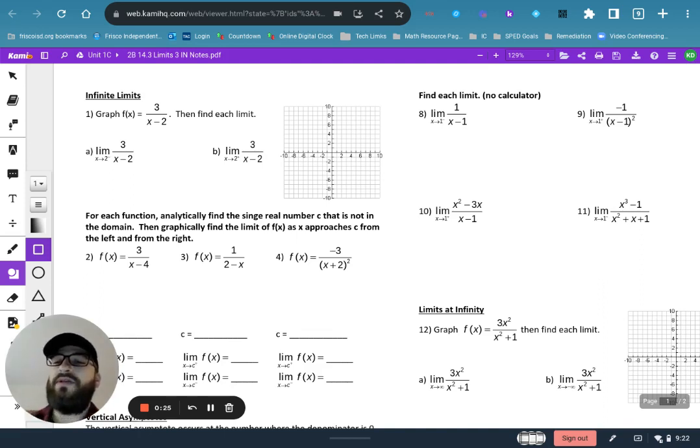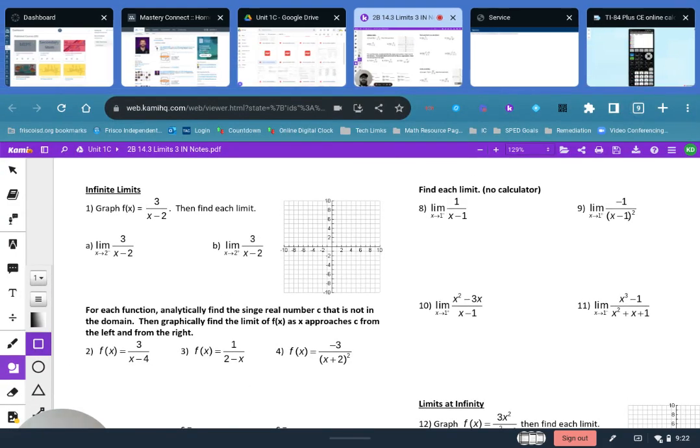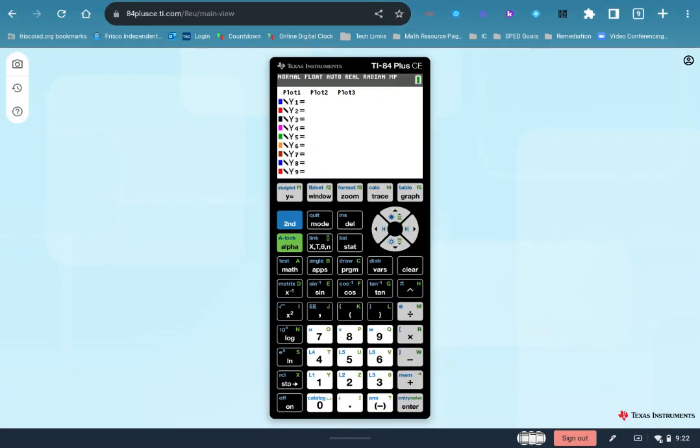So we're going to start with number one. We're going to graph f of x is equal to 3 over x minus 2, and then we're going to find each of these limits. We're not going to worry so much about graphing by hand today, so all the graphs we're going to use a calculator for. So 3 over x minus 2, even though I'm sure you could graph it by hand, we're going to graph it real quick.